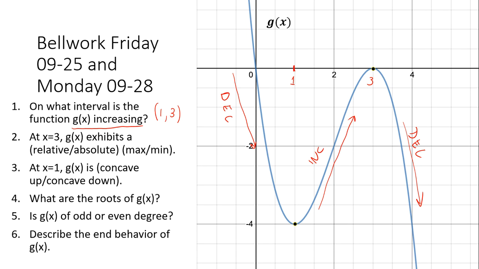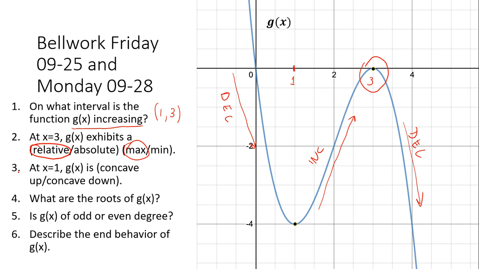Number 2, at x equals 3. So that's when x is 3. If you notice right over here, it happens to also be a root, right? So here's where we're looking. It says g of x exhibits a relative or absolute max or min. Well, I think it's obvious that this is a maximum. It's a little hilltop here. So it's definitely a maximum. And so the question is, is it relative or absolute? Now remember, absolute means the top of the graph. And if you notice on the left-hand side, this is going up forever. So it's definitely a little bit higher than this point. So it's not absolute. It is relative though.